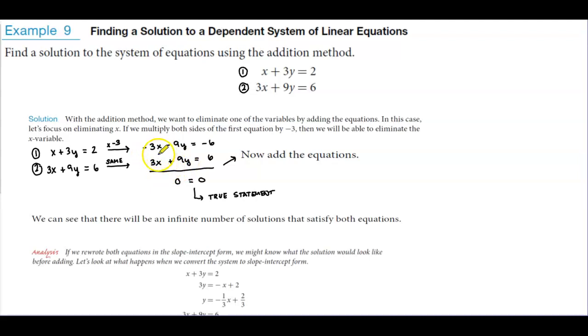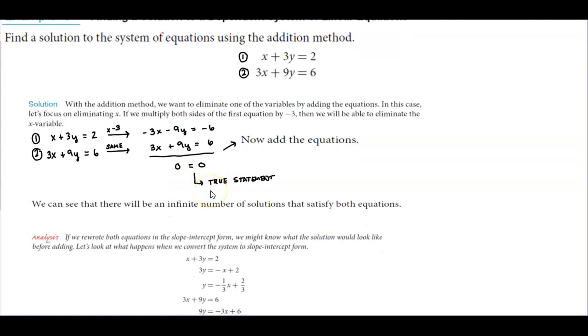So when we add -3x with 3x and we add -9y plus 9y, we get 0 on the left side. So again, as I stated before, you want to follow through. Then we have -6 plus 6 on the right side, which is 0. Now, does 0 equal 0? Well, it's true, because it does. So that's a true statement.